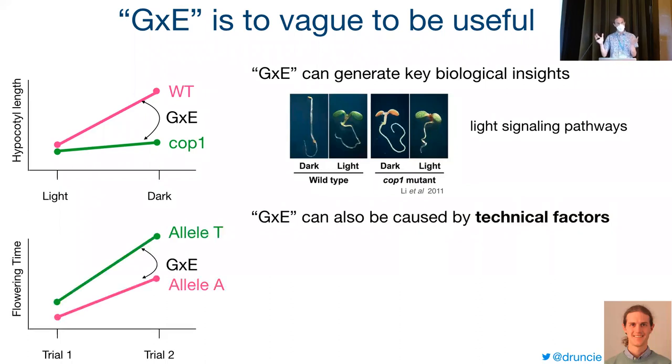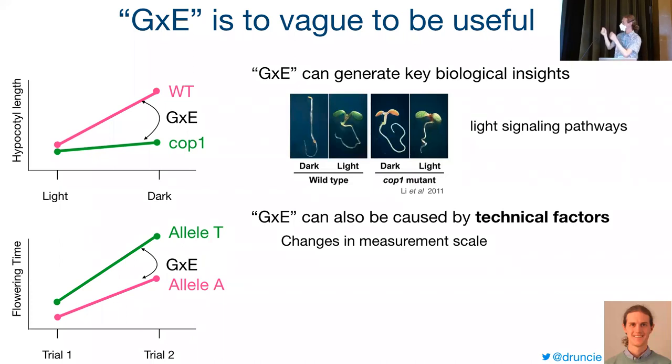Other G by E that we might pick up are really technical in origin. A common one is changes in scale. An example of that is flowering time. We often see with flowering time that if you grow plants in an environment where everyone flowers very fast, there are small differences among genotypes. But if you take it to another environment where everyone flowers late, there's wide difference in genotypes. Different slopes, that's G by E.